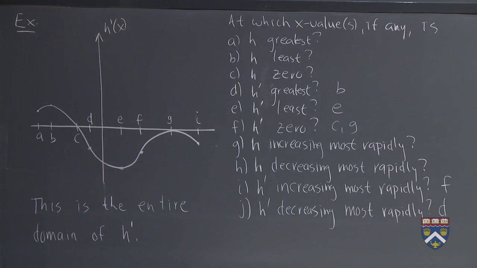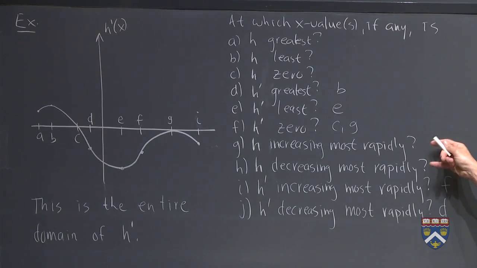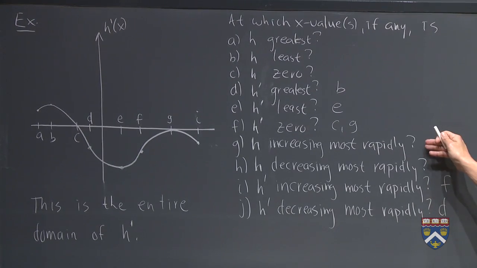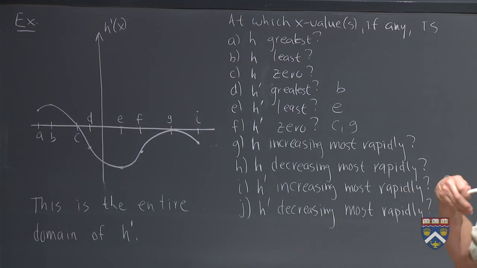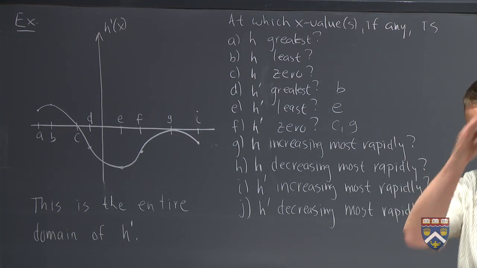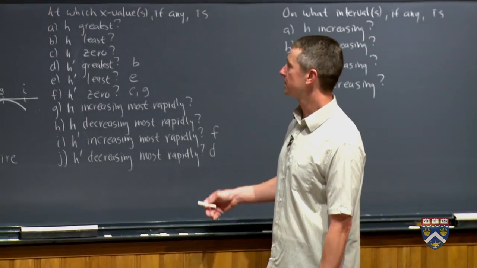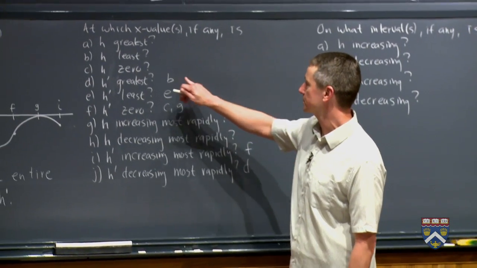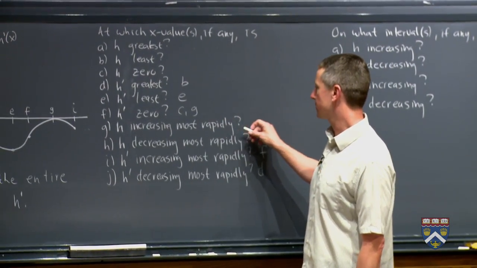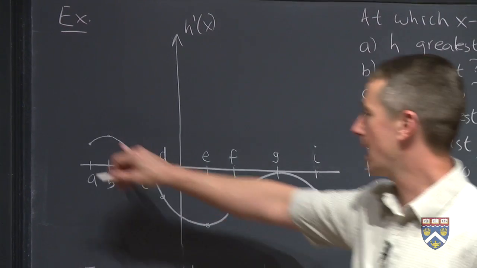If we're following the same order from last time, now we can try to answer these two. H is increasing most rapidly. That's when you want the slope of h to be most positive, meaning where is h prime most positive? So that's the same as asking question D. H is increasing most rapidly at B.